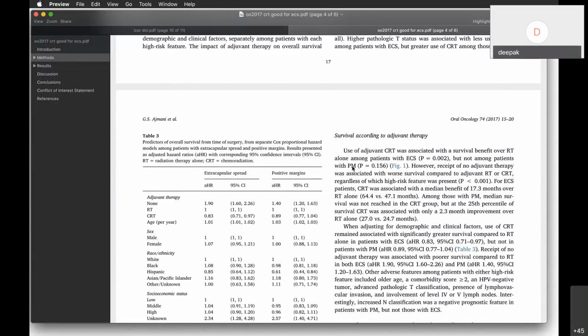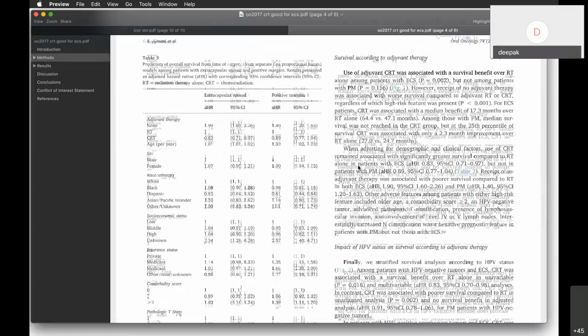Now, this is very important because the combined analysis of Bernier and Cooper had said that patients who have ECS and positive margin benefit from adjuvant chemoradiation. And there are several studies in literature which have pointed out that if you have a positive margin, adjuvant radiation is sufficient and patients don't require adjuvant chemotherapy. So, this paper has said that if you have ECS, you give chemoradiation, but if you give chemoradiation to a person who's got positive margin, there is not much benefit with these patients. And that is the first outcome.